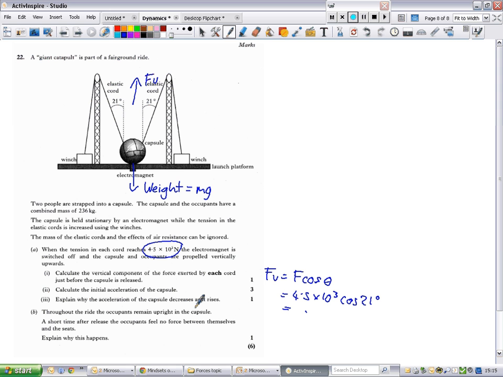Explain why the acceleration of the capsule decreases as it rises. Well, the tension in these chords decreases. That's why the acceleration reduces. Throughout the ride, the occupants remain upright. They go into feeling no force at all. After the release, the occupants feel no force between themselves and the seats. It's because both the capsule and the people in it are falling downwards at the same rate, so it's equivalent to experiencing no forces at all.